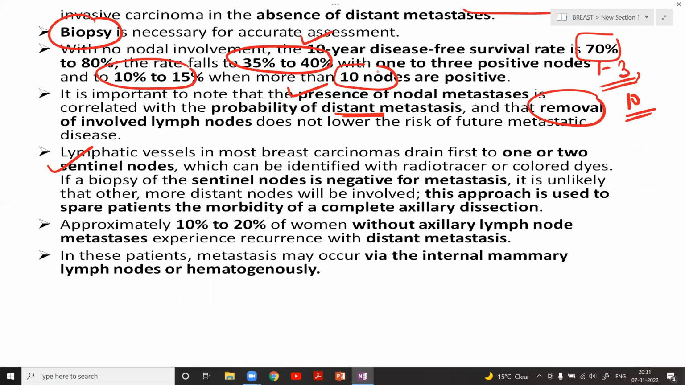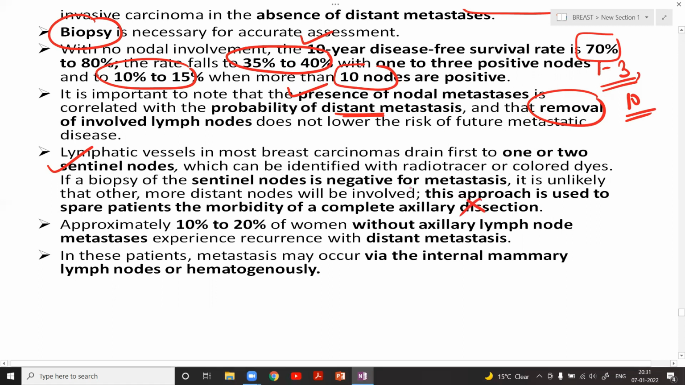Why is it important? Because if you carry out axillary lymph node dissection in all the tumors, then axillary lymph node dissection has a lot of side effects, including future sarcoma development of the involved hand. So that is why, to avoid this, we carry out sentinel lymph node biopsy.